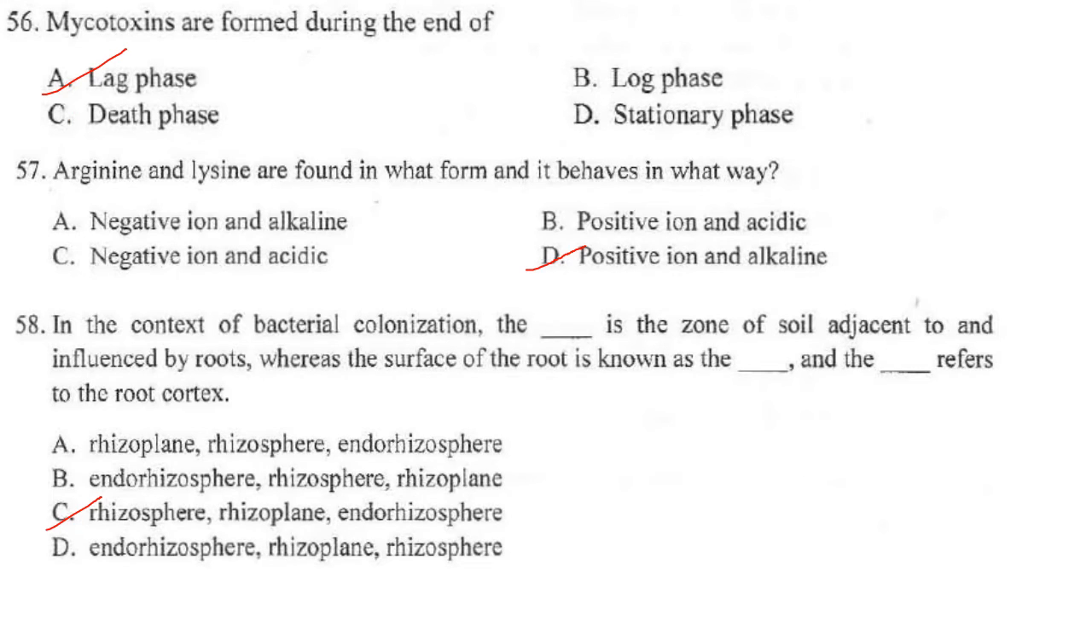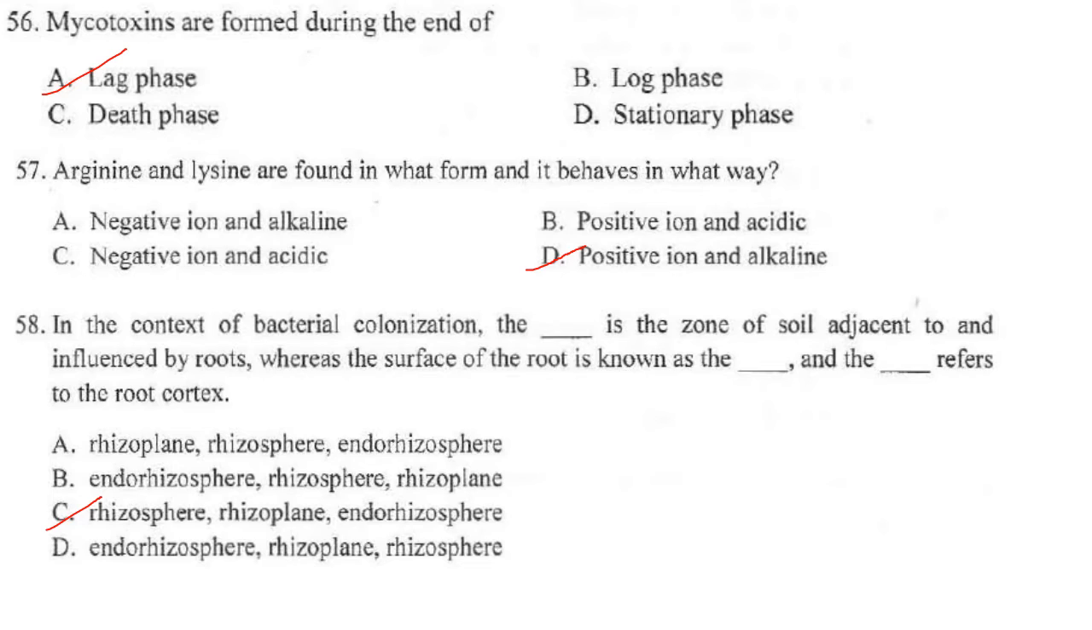Mycotoxins are formed during the end of the lag phase. Answer is option A. Then arginine and lysine are found in what form and behaves in what way? So they are found as positive ion and behaves in alkaline way. That is option D. Then in the context of bacterial colonization, the dash is the zone of soil adjacent to and influenced by roots. That zone is called as the rhizosphere, and where the surface of the root is known as the rhizoplane, and the dash refers to the root cortex, that is endorhizosphere refers to the root cortex.